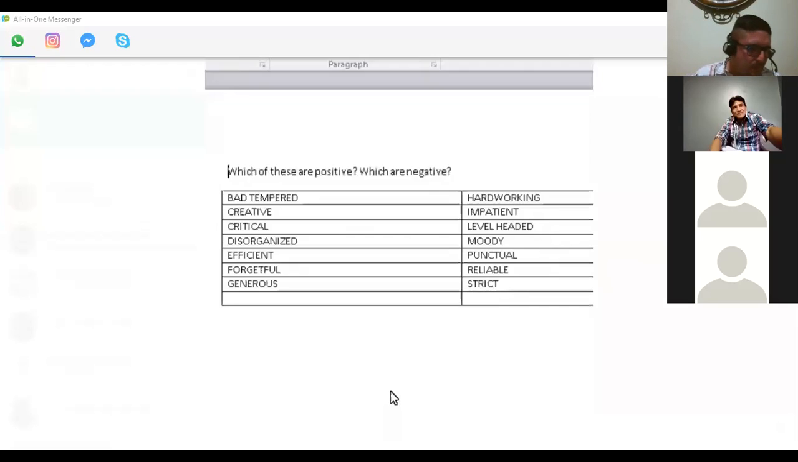A realistic person. Okay. And which one are you doing right now? Level-headed. Okay, so you are almost finished. Yes. Is it raining where you guys are right now? Yes, teacher. Here it started raining. Where are you? Mexicanos. Okay. And which word are you discussing now? Moody. Okay, good. We're talking about generous.